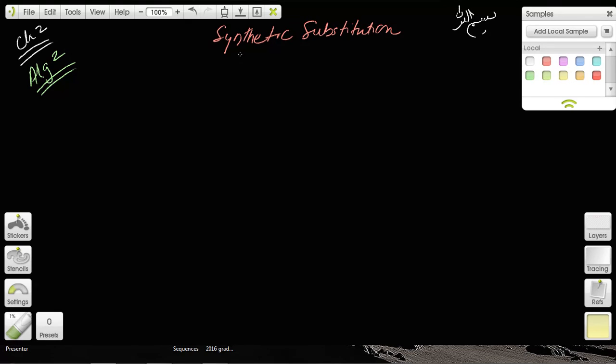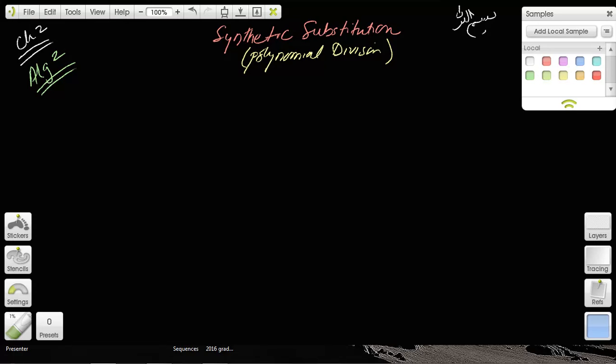Bismillahirrahmanirrahim. Inshallah, today we're going to do synthetic substitution, and we're going to do polynomial division with this. Polynomial division. In other words, this is a shortcut to the long division using synthetic substitution.